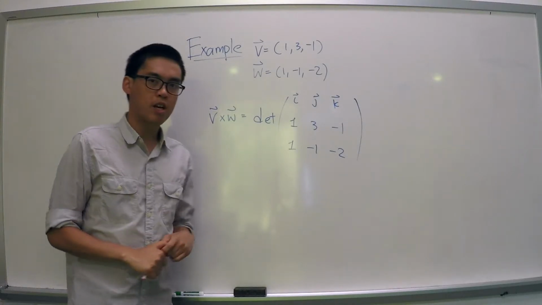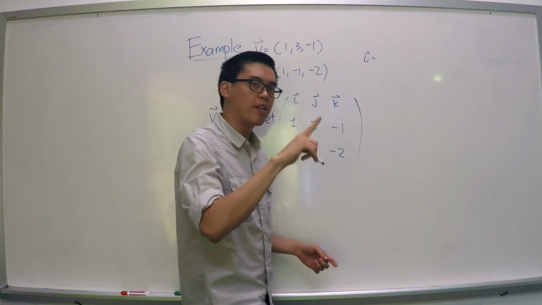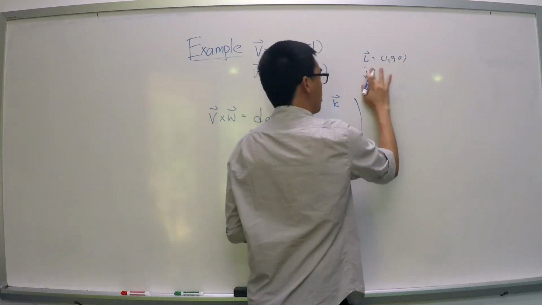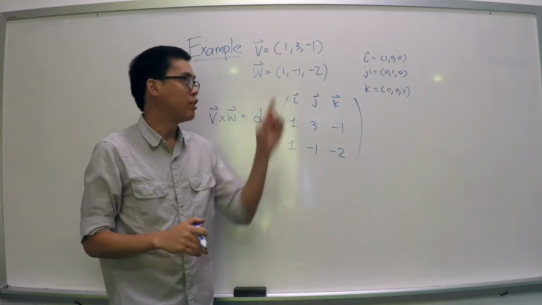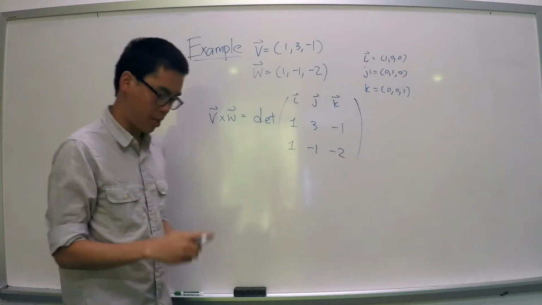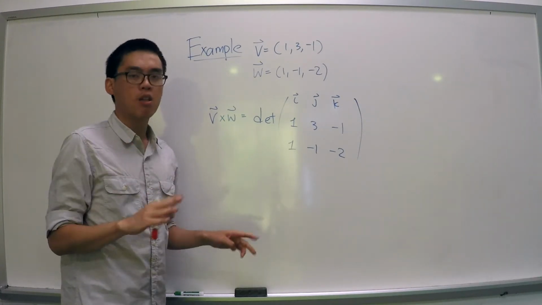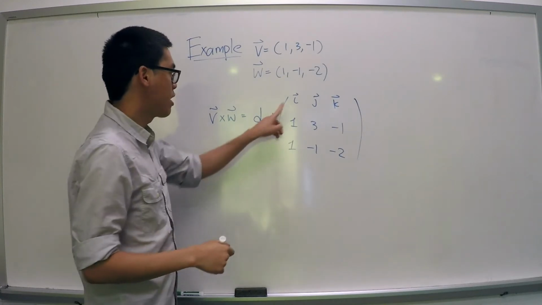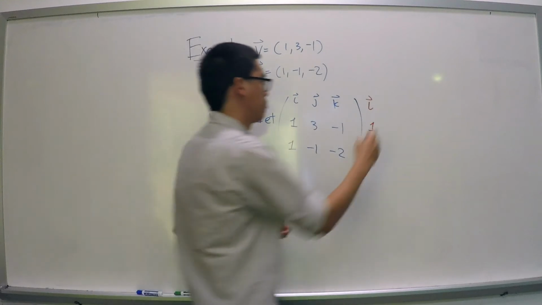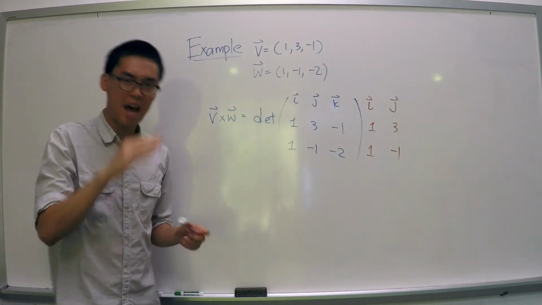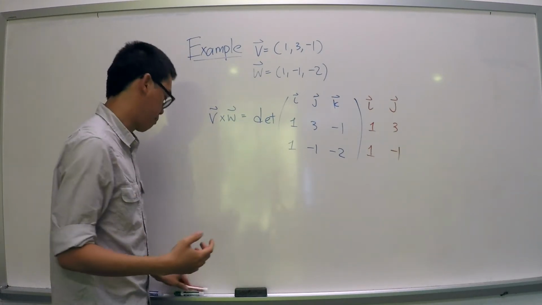Alright, so just a quick reminder, vector i is nothing but a vector that has 1 in the first entry and 0 in the rest. j and k have the same flavor, but just move the 1 over to the next entry. So how do we compute the determinant? Well, first we repeat the first two columns. So in this case, it's going to be i, 1, 1 and j, 3, minus 1. Then you multiply down, add them together, multiply up, add them together, then you subtract them.